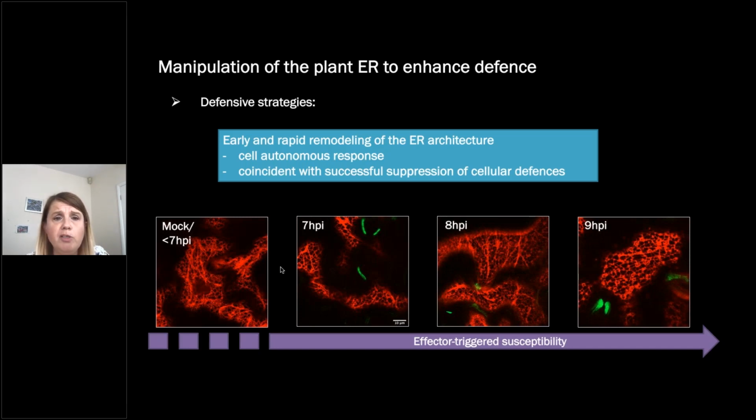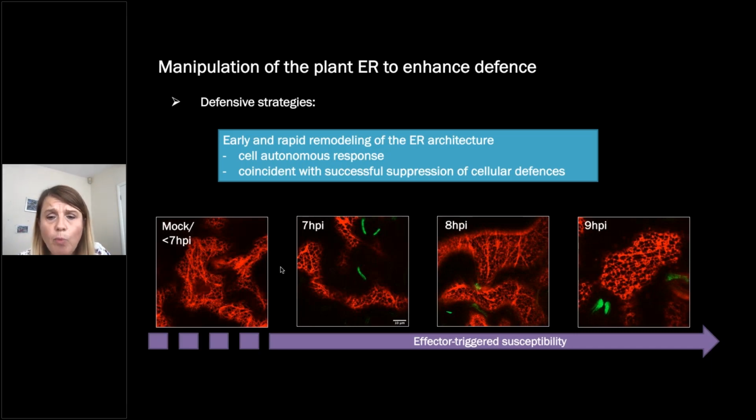Also, that cells respond autonomously to the presence of pathogens, with those cells that are immediately adjacent to the pathogen seeming to change their ER morphology before more distal cells, and that the timing of these ER morphological changes seems to coincide well with the timing when we know that the cellular defences of the host have been suppressed.